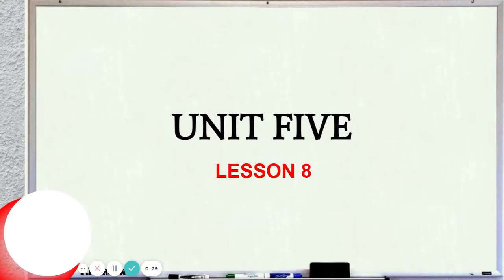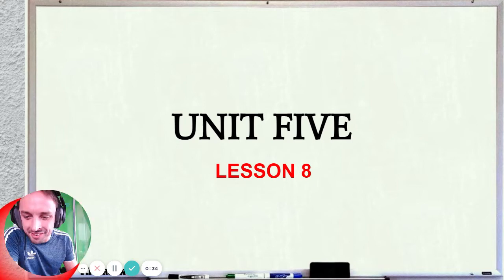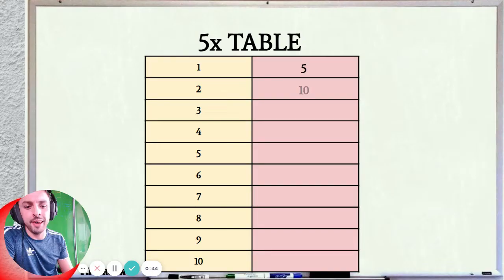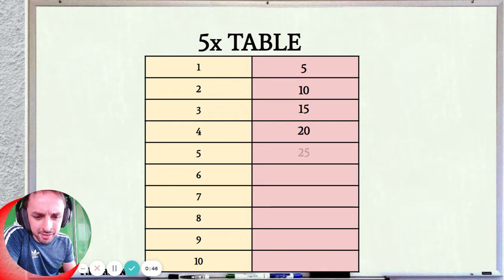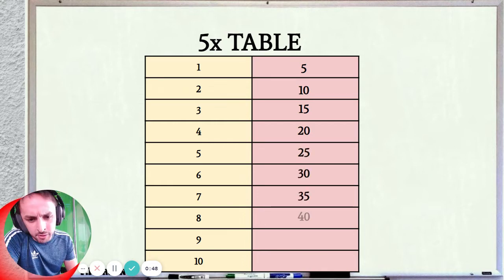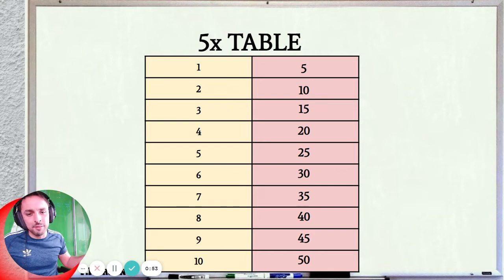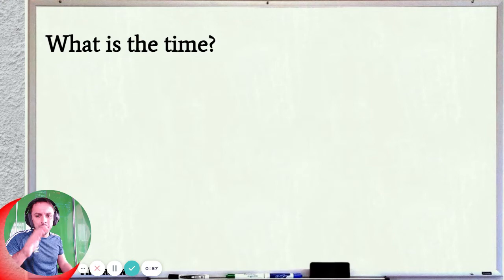Okay, Unit 5, lesson number 8. Let's get started. Okay, time. We're all doing time. You know how to tell the time. But first, your 5 times table: 5, 10, 15, 20, 25, 30, 35, 40, 45, 50, 55, 60. That is your 5 times table. It is important. It will help you in this unit.